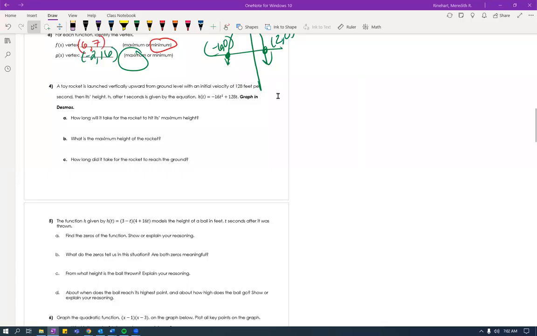Problem number 4 is a problem of an application. We're going to use Desmos to graph it. So the first thing I'm going to do is type everything after the equals into Desmos and graph the equation. And when I graph it, I should get something that looks like this. I'm just labeling our important points here.